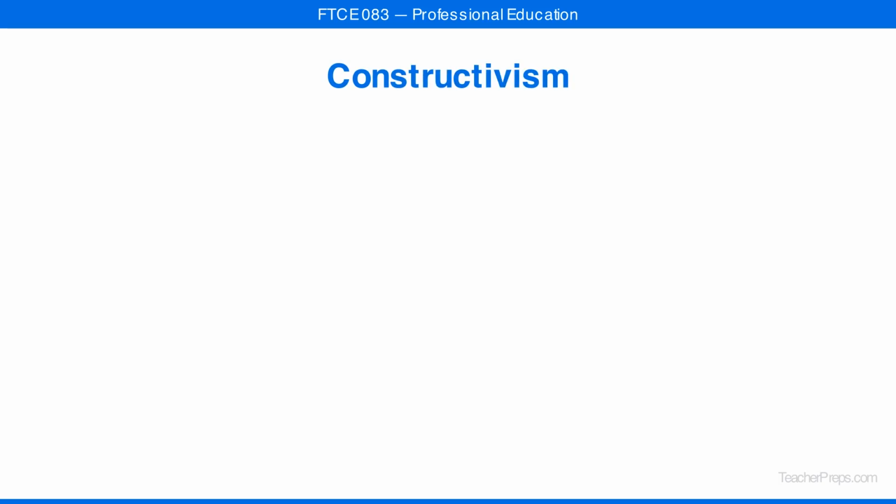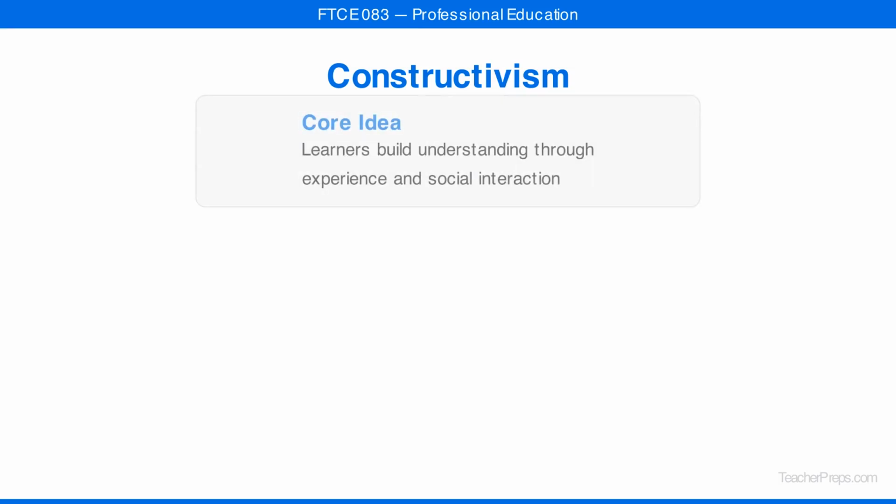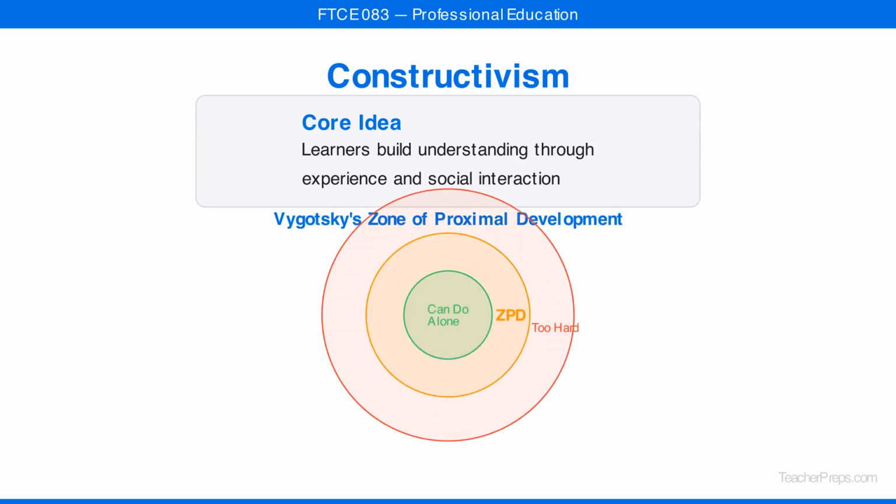The third theory family is constructivism, and this is the most heavily tested theory on the FTCE 083. Constructivism says that learners actively build their own understanding through experience and social interaction. Knowledge is not transmitted from teacher to student like pouring water into a cup. Instead, students construct meaning by connecting new experiences to what they already know. Vygotsky is the central figure here. He developed the concept of the zone of proximal development, or ZPD.